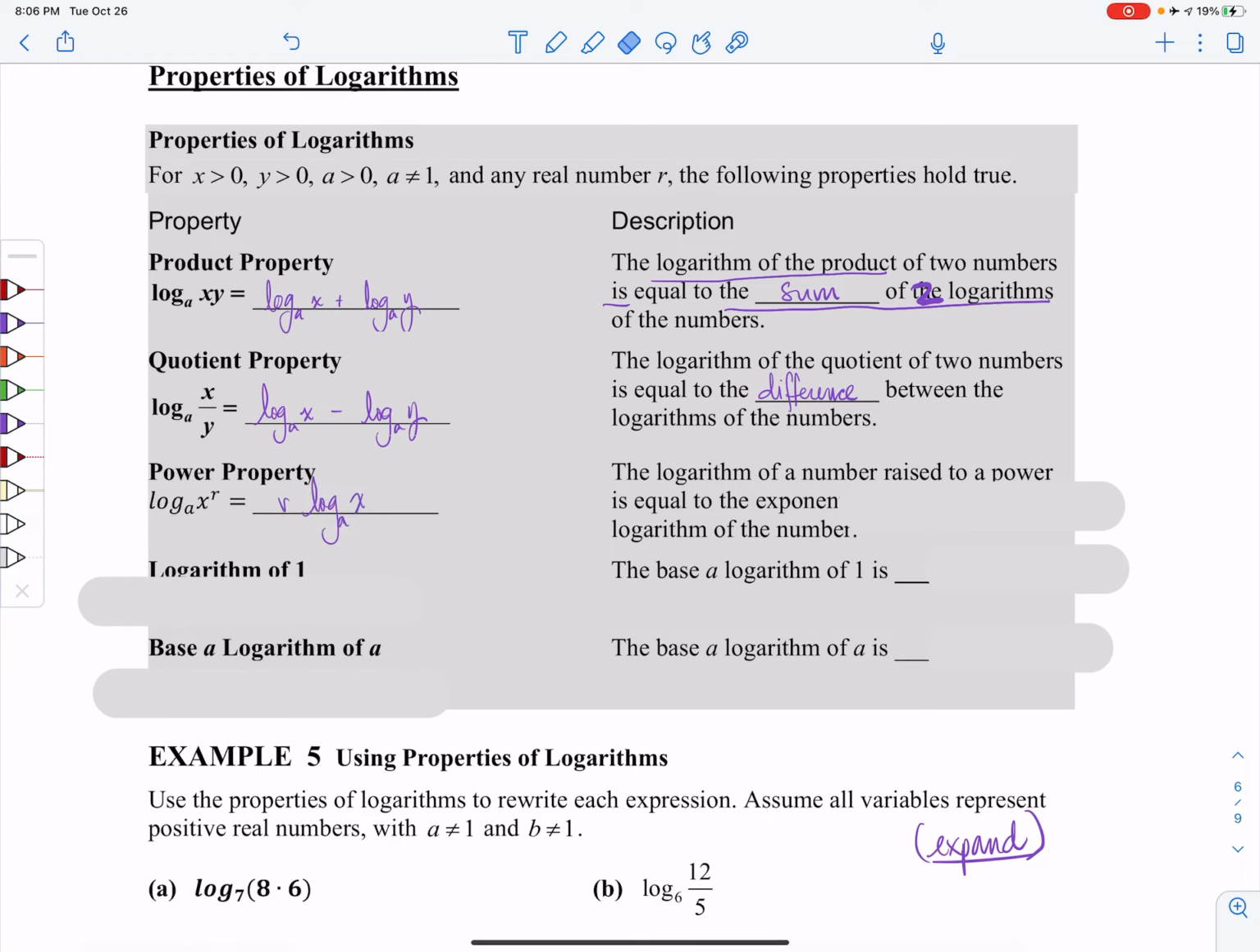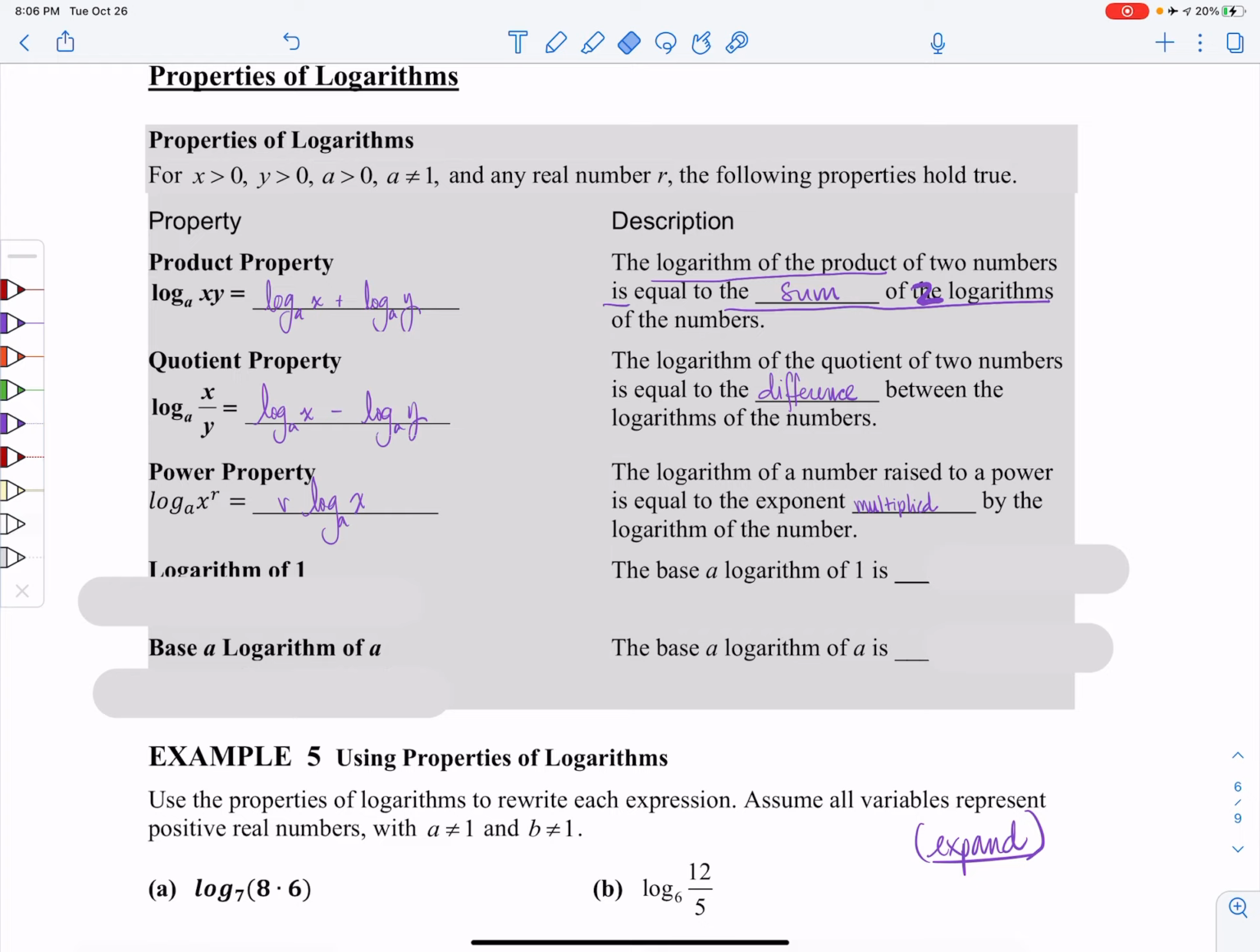All right, the power property. The power property says if you take the log of some number x raised to a power, that power can be taken out to the front and multiplied. So notice here we have an r, my power, times my log base a of x. So the description of this: the log of a number raised to a power is going to be equal to the exponent multiplied by the log.